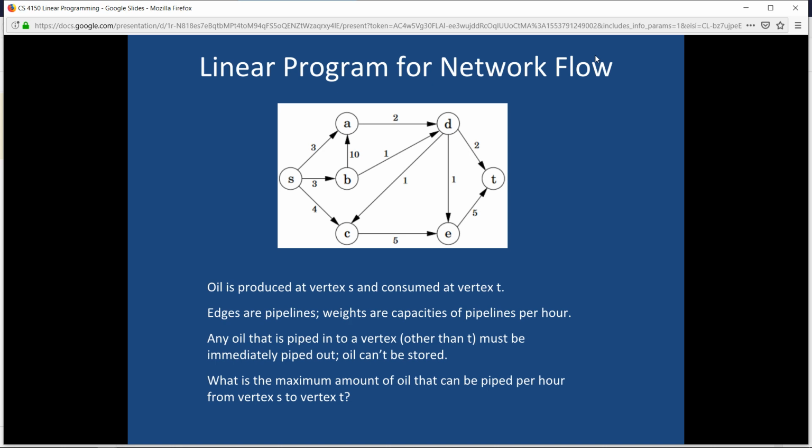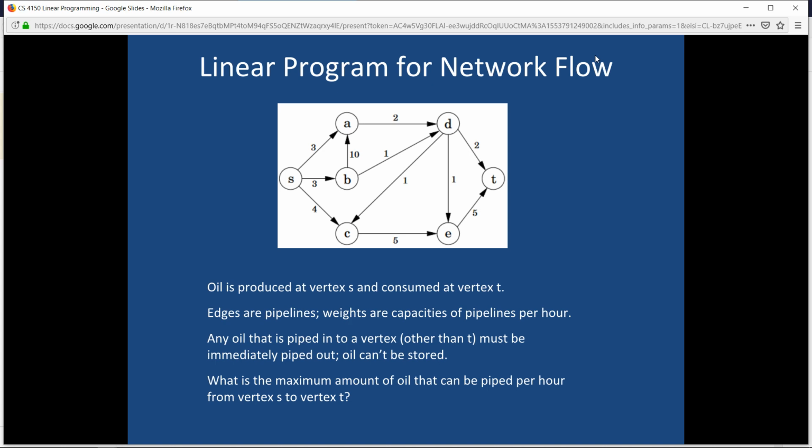Could you use this line and this line to capacity and send 13 units per hour up to A? No. Why? It can only send out 2. A can only send out 2. So the amount of oil that's coming into a node has to equal the amount going out. And you get this.